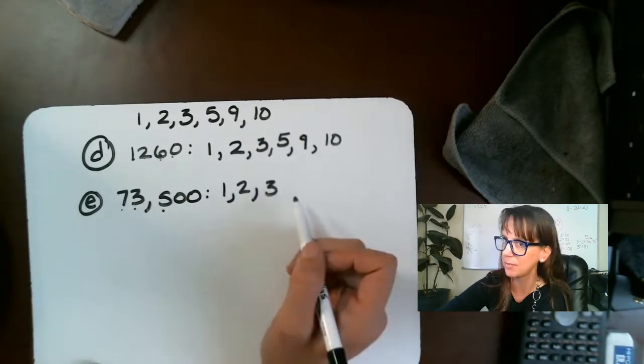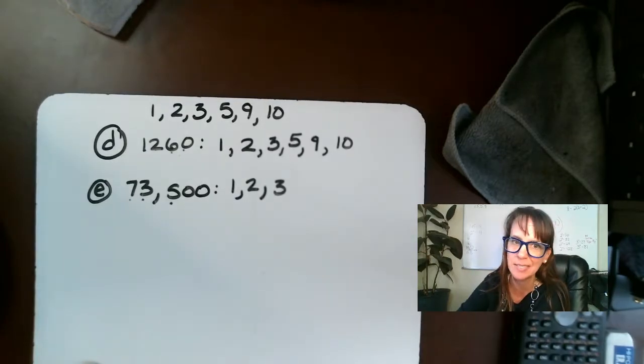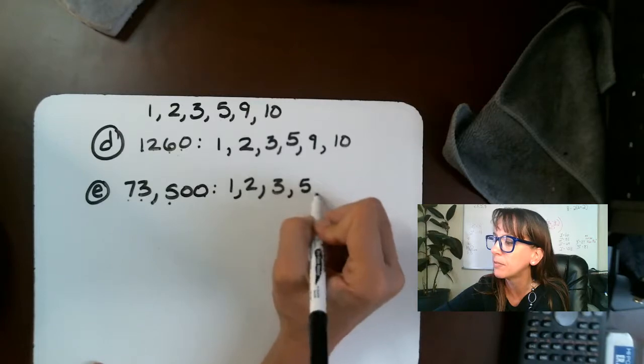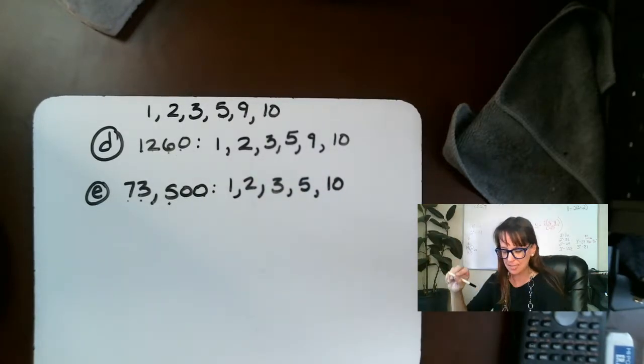Does 9 go into 15? No, so 9 is not going to go into this. Does 5 go into this? Yes, because it ends in a 0 or 5. And then last one, 10, because it ends in a 0.